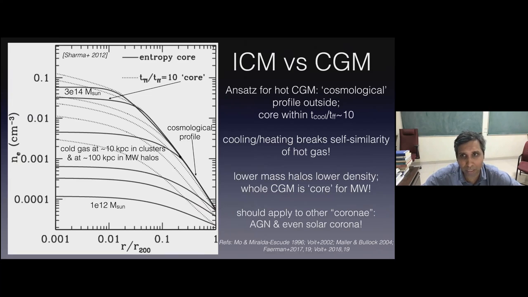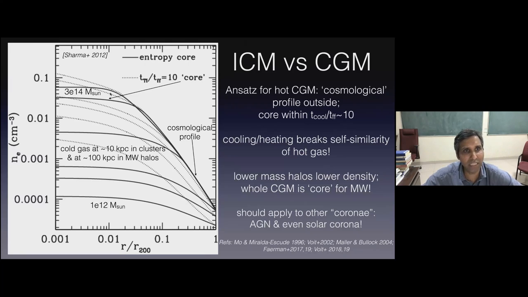But at some point, you will hit a radius at which the ratio of the cooling time to the free fall time hits 10. And this is the radius where you expect the hot gas density to be regulated. And here we put an ansatz that within this radius there is a core, and you can make a choice for this core. Like you can have an entropy core or a Tcool over TFF of 10 core.